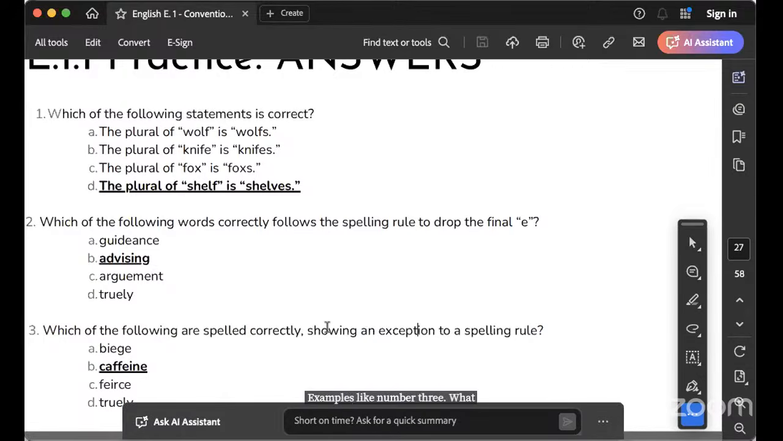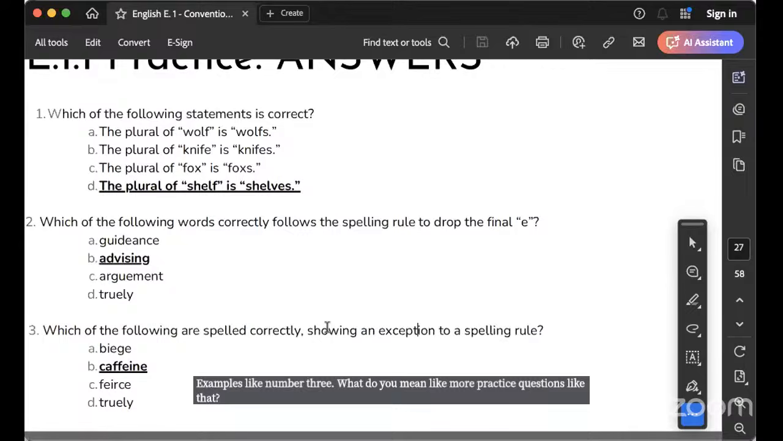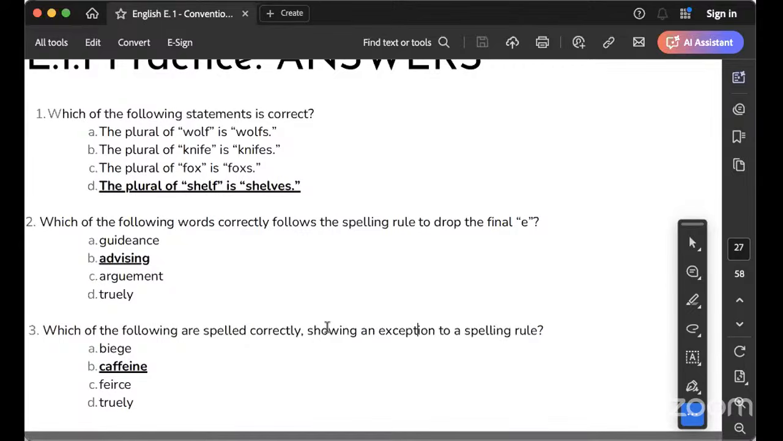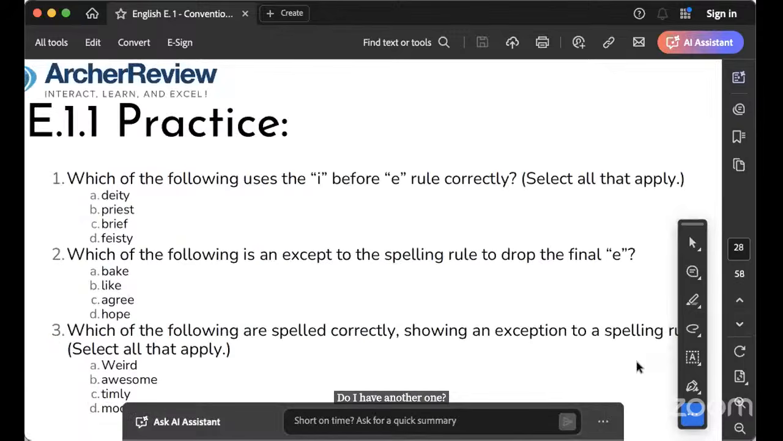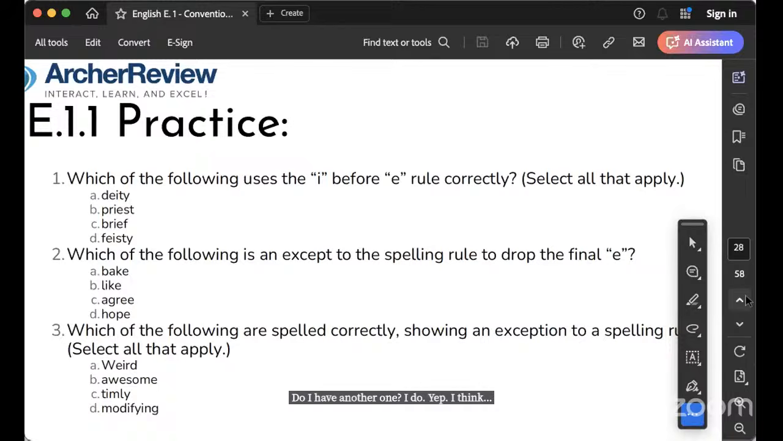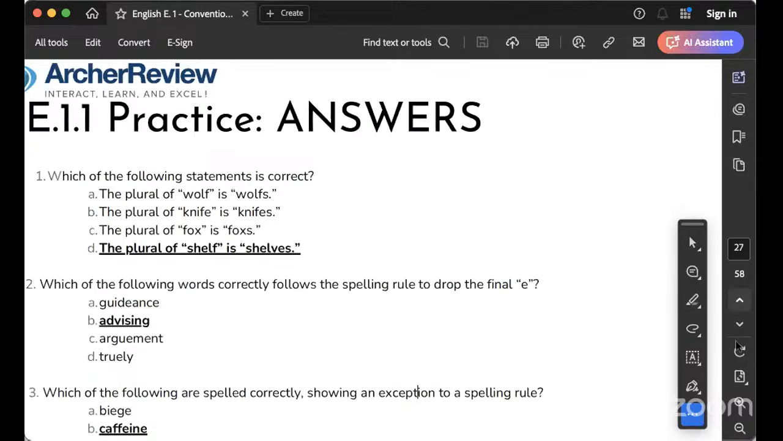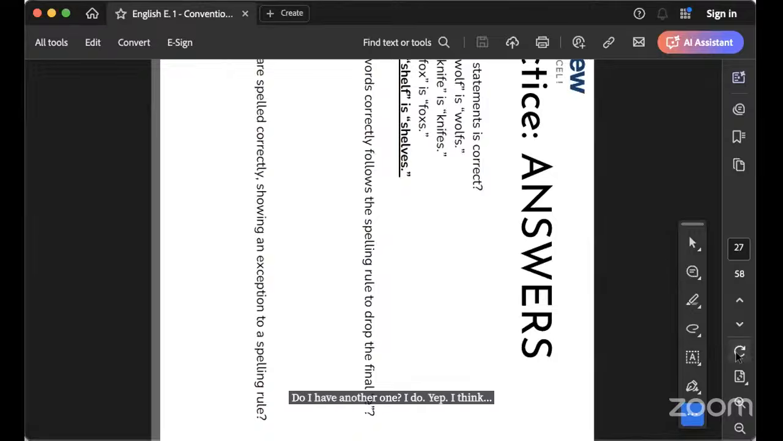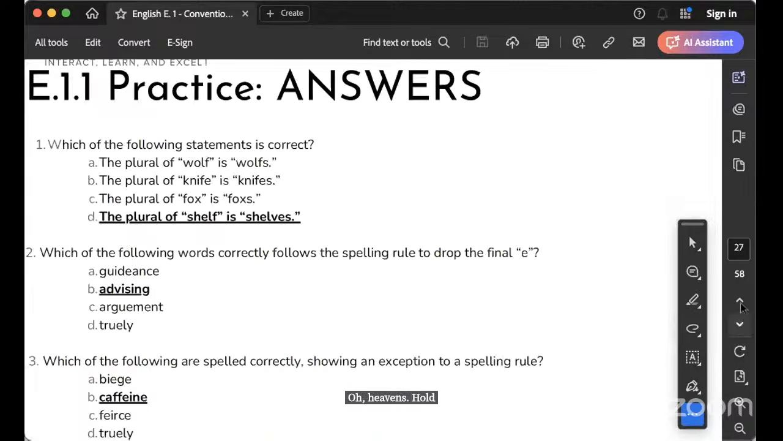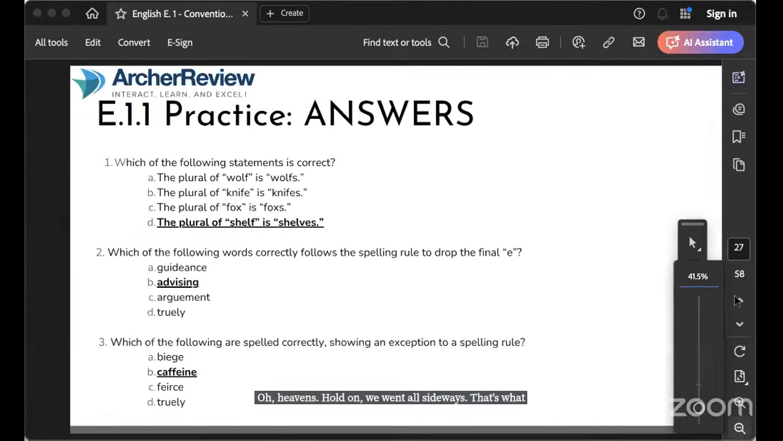Like more practice questions like that? Do I have another one? I do. I think. Oh, heavens. Hold on, we went all sideways. That's what I get when I zoom in.